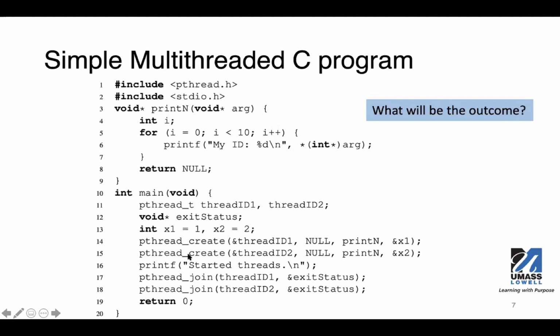And line 15 is similar, but in this case, we create another thread. So this creates a thread, the first thread, and this pthread creates another thread, the second thread. But this time we're passing in the pointer to x2 as the input argument. So this second thread will print my ID 2, because x2 has the value of 2. And this line, my ID 2, is supposed to be printed for 10 times.